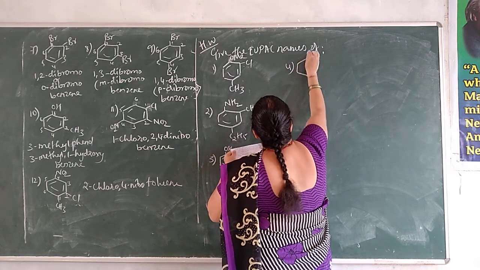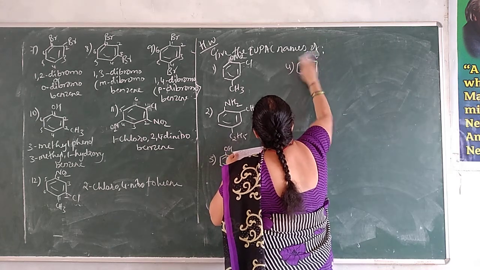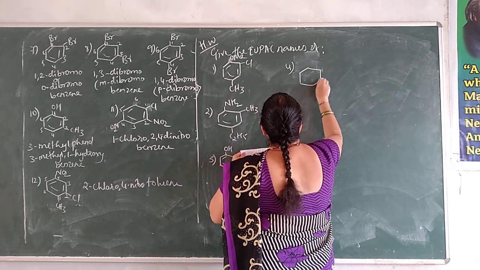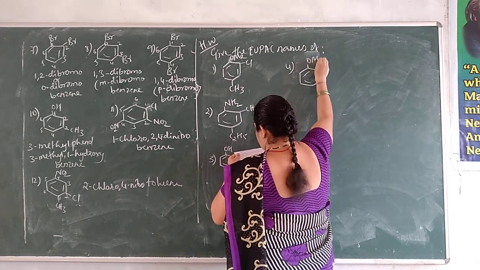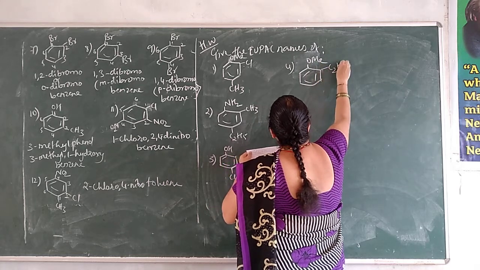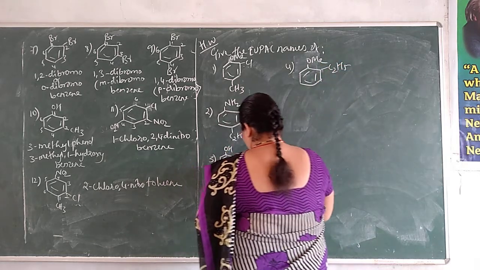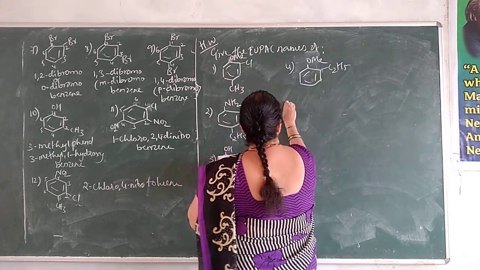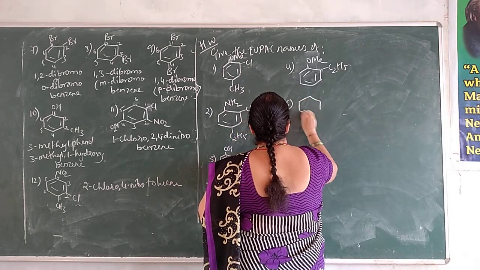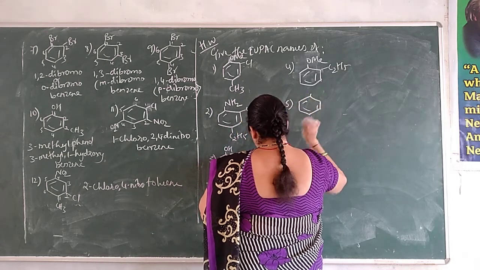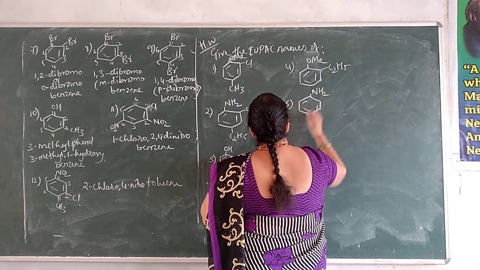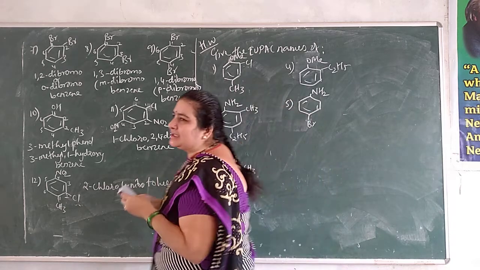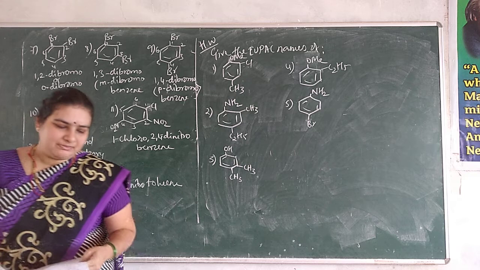Benzene ring, OMe, then C2H5. Okay, then fifth example. I have not given you so much for your burden. Okay, I have just given you some examples for the practice only. So name these compounds and send me to my WhatsApp number.